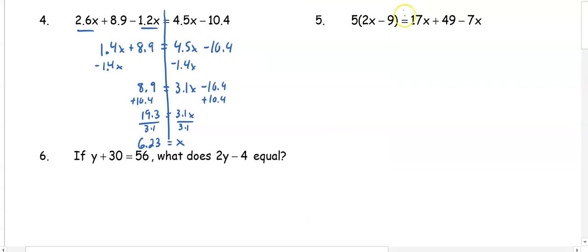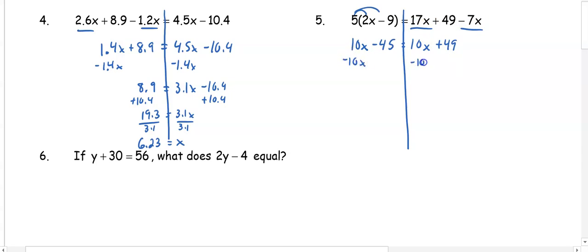In number 5, we have a parenthesis on the left-hand side, so we're going to distribute our 5. So we get 10x minus 45 is equal to, we can combine our x's, so 10x plus 49. We can subtract 10x from both sides, so we're left with negative 45 is equal to positive 49. Those numbers are not equal, so this is a no solution.